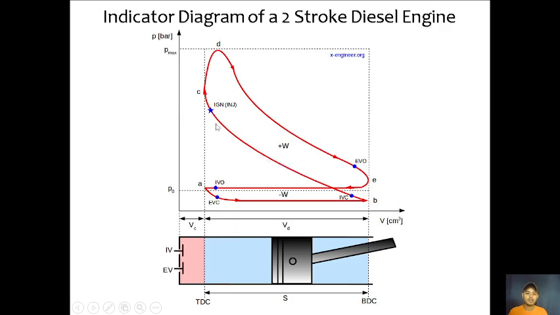So in here, injection starts before top dead center, but due to injection delay and ignition delay, it will create a combustion after top dead center. After top dead center, combustion will occur, and then pressure will go to its maximum, Pmax, because of the combustion, pushing the piston downwards until the exhaust valve opens, and then the exhaust stroke starts.